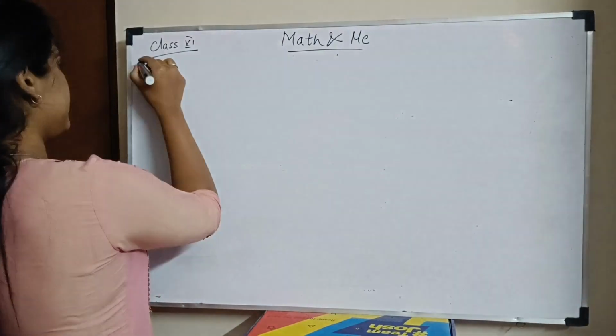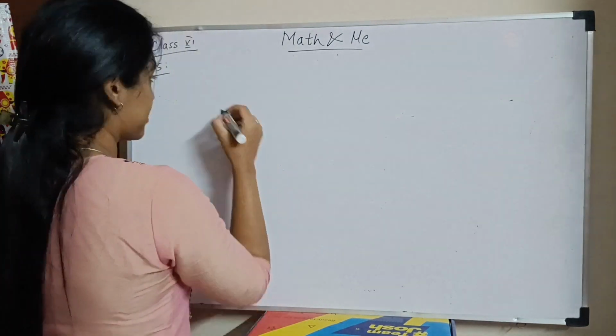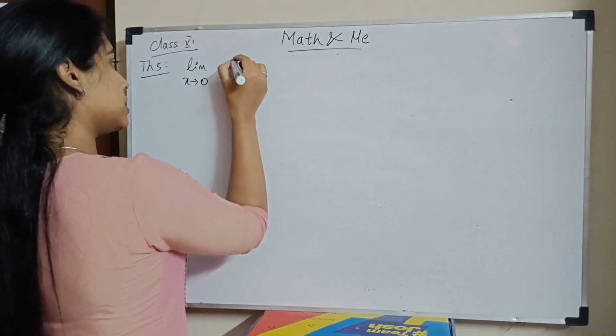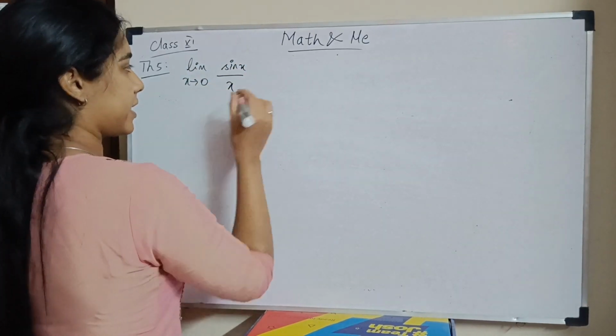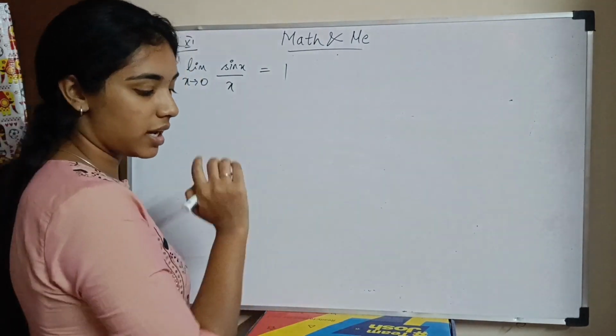On to theorem 5. இந்த ரெண்டுமே நல்லா ஞாபகம் வச்சுக்கணும் எக்ஸாம்க்கு. Limit x tends to 0 sin x divided by x இப்படி இருந்தது 1. But I'm not going into the theory. இந்த formulas எல்லாம் ஞாபகம் வச்சுக்கோங்க.